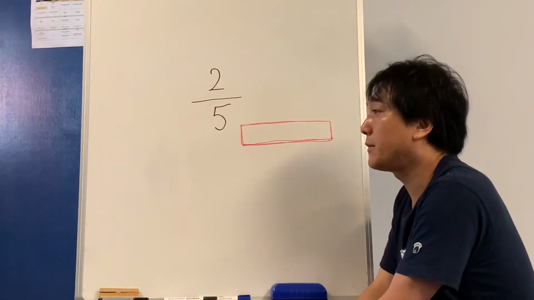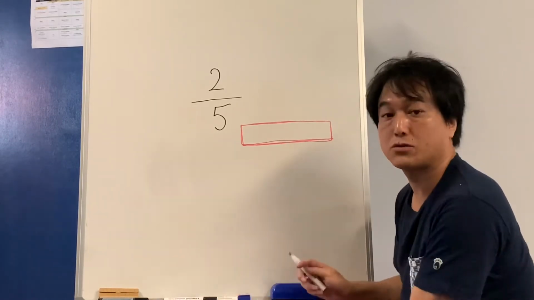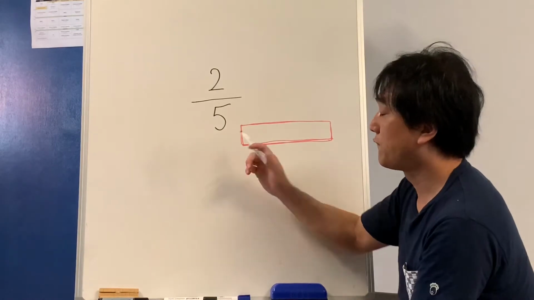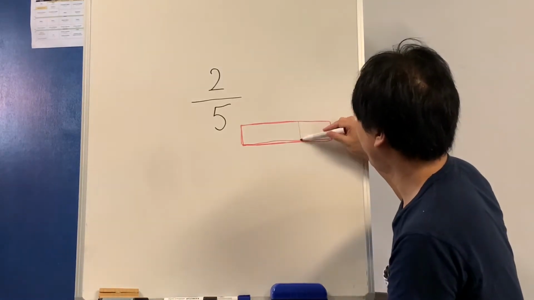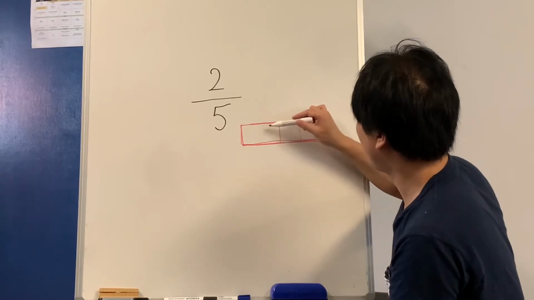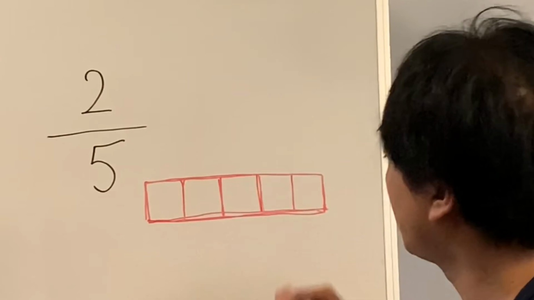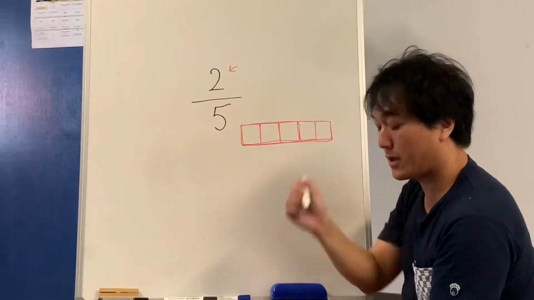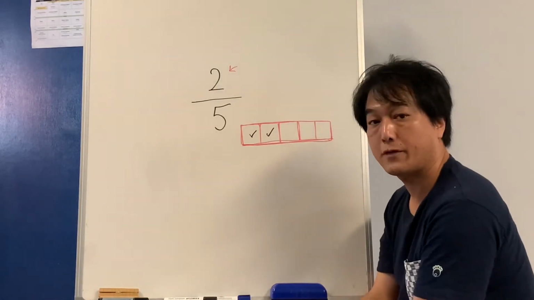Well, I'm going to use this model. It's like a bar model, or like a big chocolate bar. I'm going to cut this into 5 equal pieces. Then I'm allowed to take 2 pieces, right? So these are mine, 2/5.